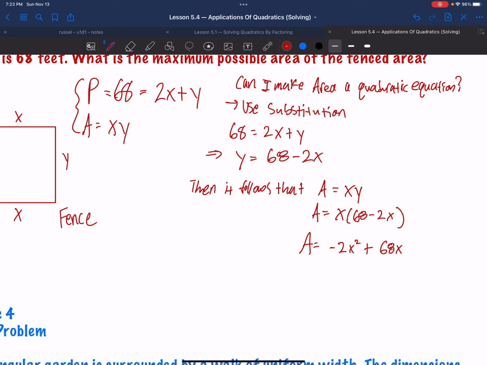But that's a quadratic, right? And because that's a quadratic, we can find the maximum area by finding the vertex. So I'm going to say find the vertex of this quadratic.